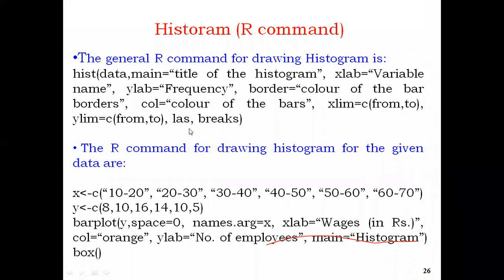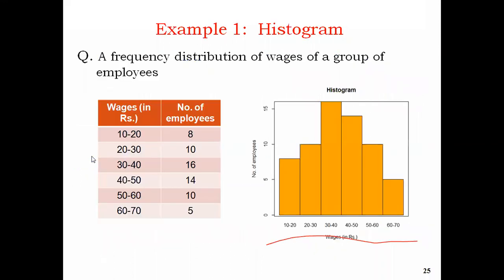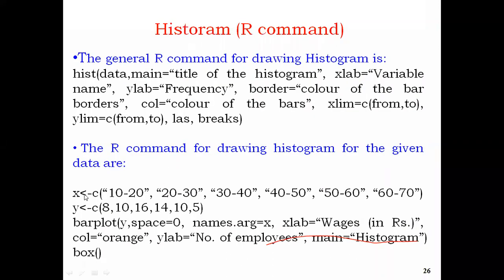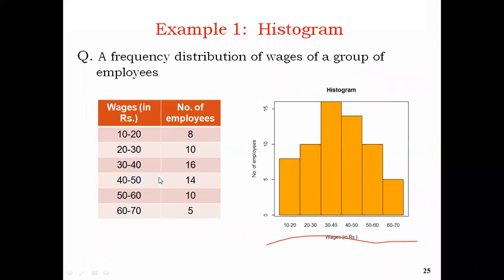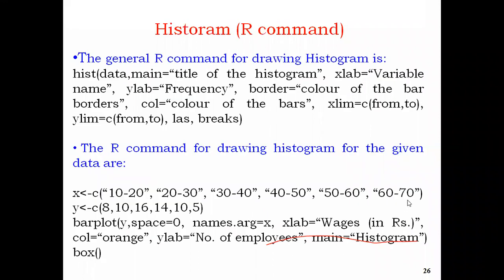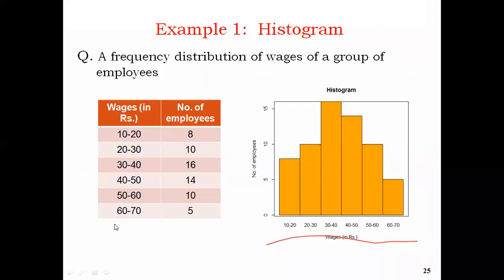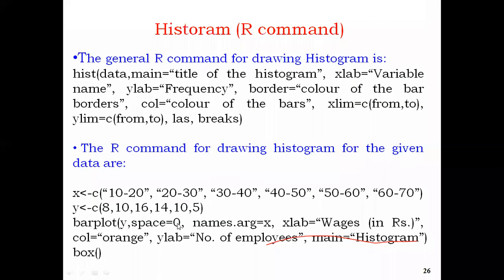We are not using all those things. With the help of this example, our command is: X is what? Your 10 to 20, then 20 to 30, up to 60 to 70. And what is our Y? You see, 8 up to 5. So 8, 10, 16, up to 5. Then you write barplot, then Y, and space equal to 0.